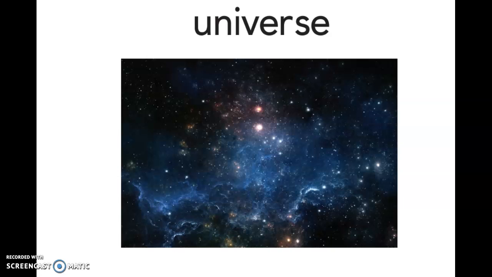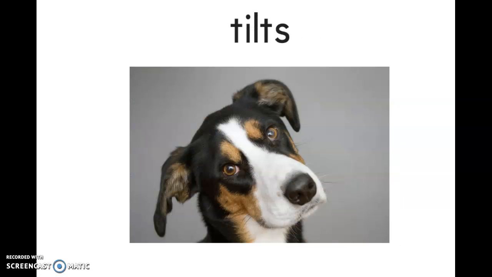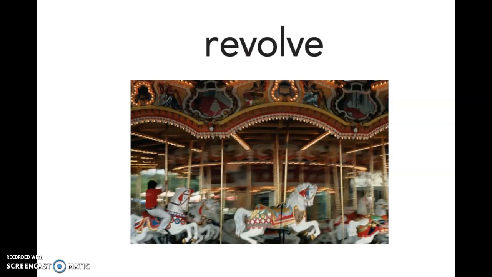Just like this picture, I see all the stars. Tilt. Look at that cute dog. Do you see how he's tilting his head? If something tilts, it has one part that is higher than the other. Revolve. Revolve means when things revolve, they go in a circle around something else, like the carousel.